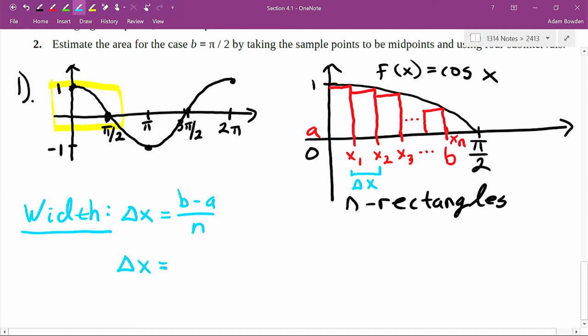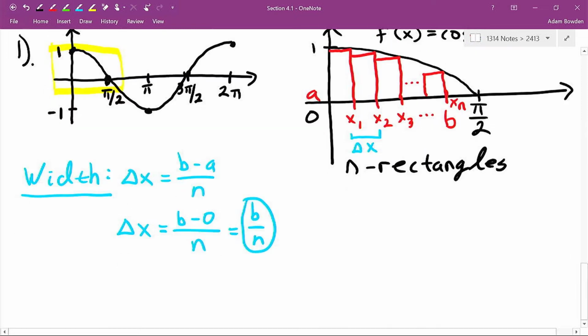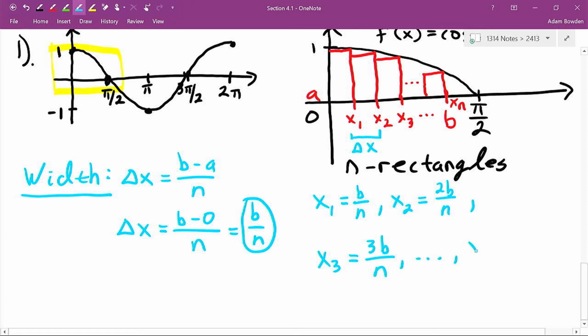So in this case, that would look like b, the last unspecified number, minus 0 over n, so it'd just be b over n. So what we can determine is that our first one, x1, would be b over n. Our second, x2 location, would be 2b over n. Our x3 would be 3b over n, all the way up to the last one, xn, which would be nb over n, or just b.